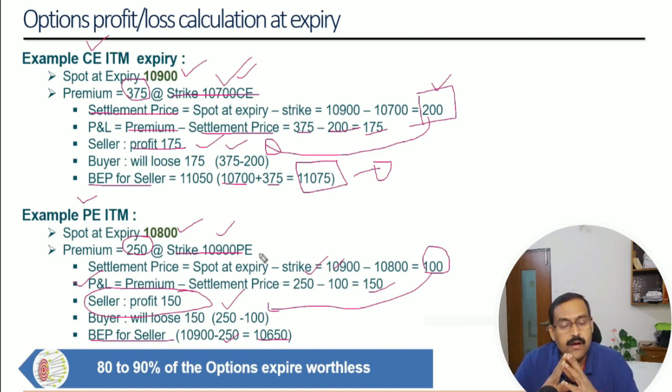So friends, as I mentioned, all the OTM options get expired worthless. The seller will keep all the premium that he has received, and there is a statistic that 80 to 90% of the options expire worthless. So that is the statistic all over the world, which is important to note.